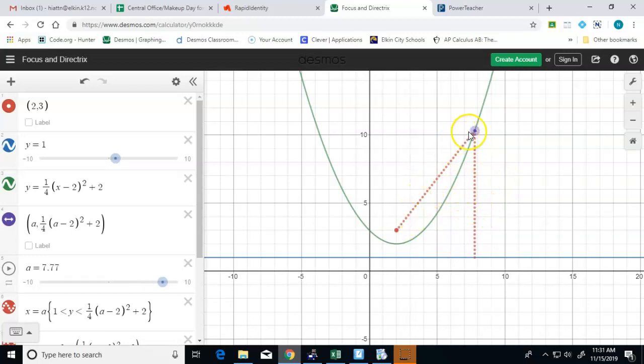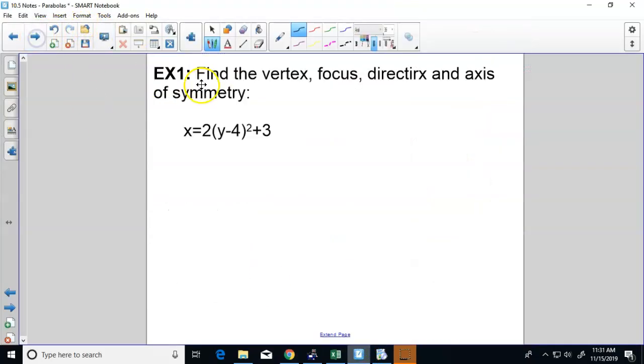So all of the points on the parabola have to be the same distance from the focus and from the directrix here. So that's kind of what those are. We're not going to go into great detail on anything more than that, but that's what those are. For example 1, we're going to find the vertex, focus, directrix, and axis of symmetry.